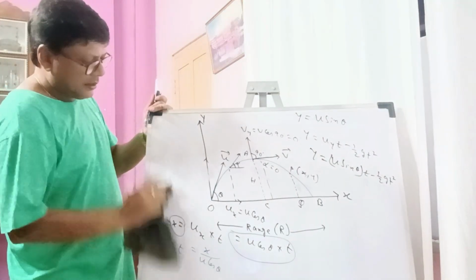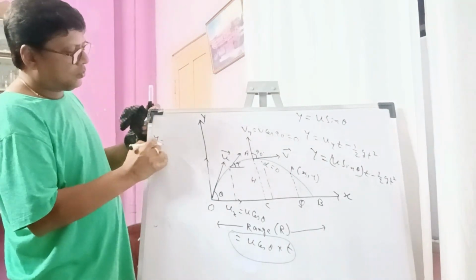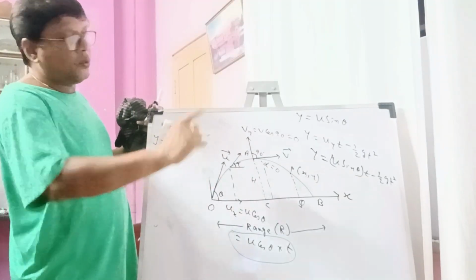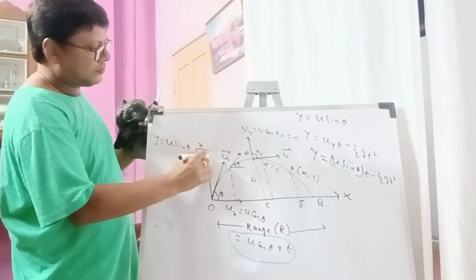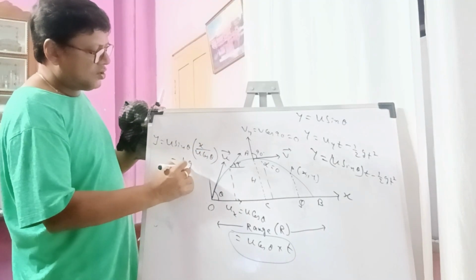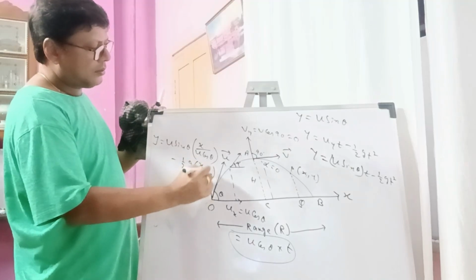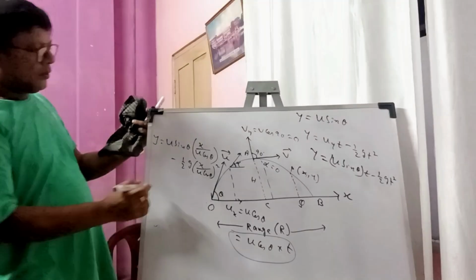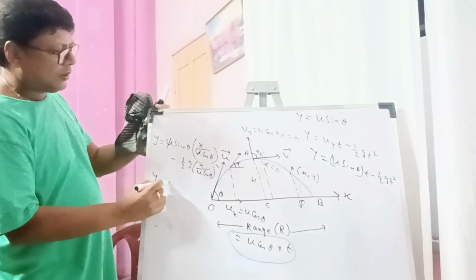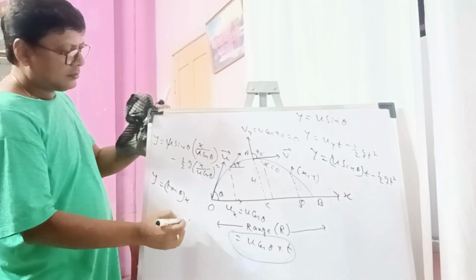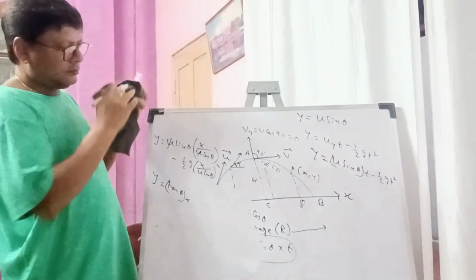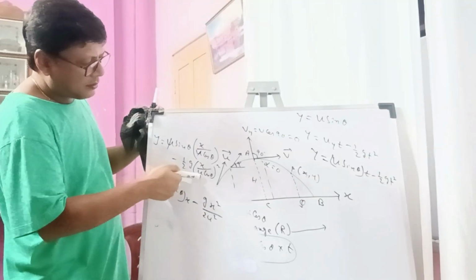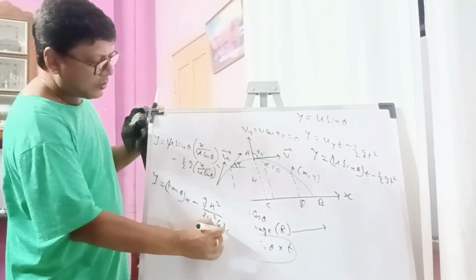Finally, it is coming y equals u sin theta t, where we have found t as x by u cos theta, minus half g times (x by u cos theta) square. u cancels out, so y equals tan theta into x minus g x square over 2 u square cos square theta, because it's square form.